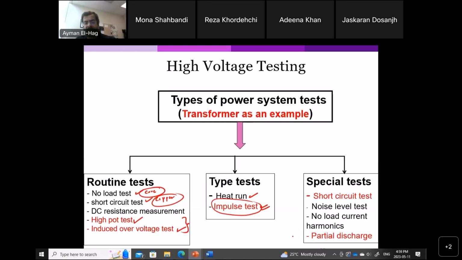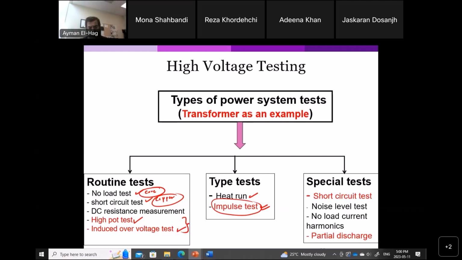Also, the partial discharge. Now, in a distribution transformer, that is not a standard or routine test. If you go for high power transformers, this could be a standard test. The partial discharge is also a test that a high voltage engineer needs to do. So this is one way to look at the tests: is it routine, is it type, or is it special?